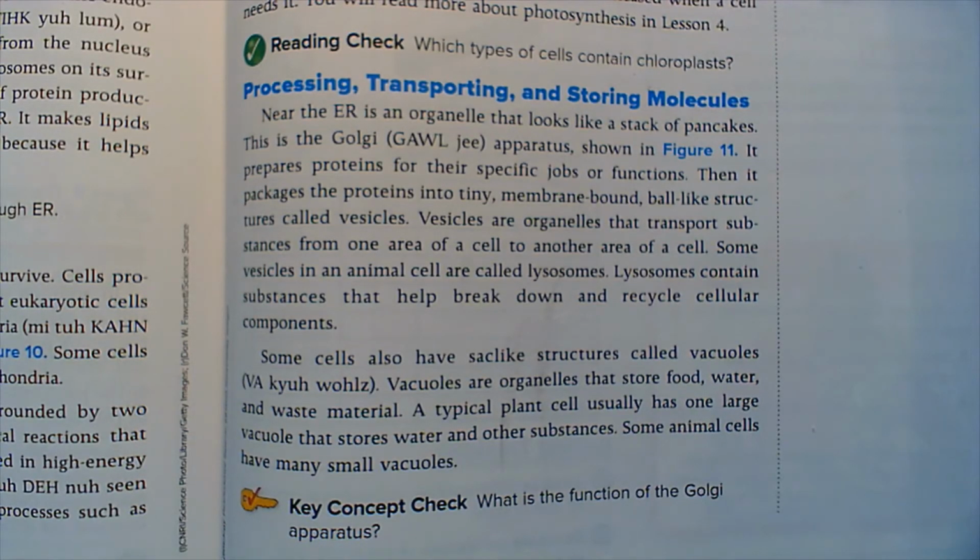Processing, transporting, and storing molecules. Near the ER, or the endoplasmic reticulum, is an organelle that looks like a stack of pancakes. This is the Golgi apparatus, as shown in Figure 11. It prepares proteins for their specific jobs or functions.